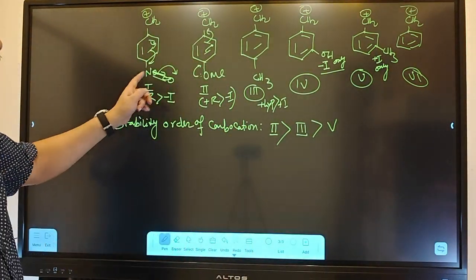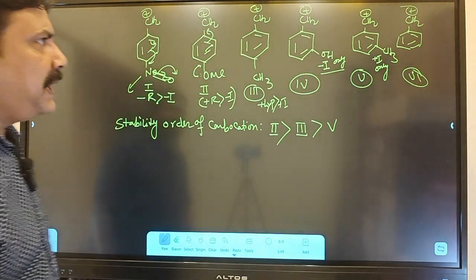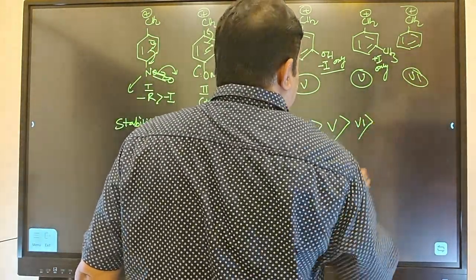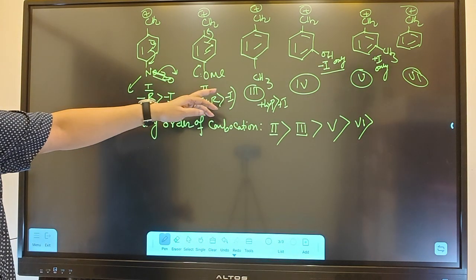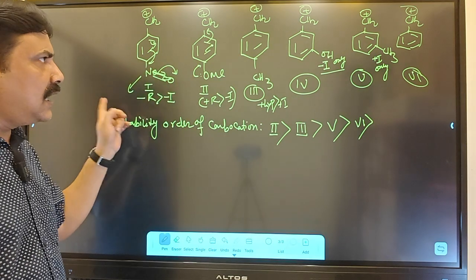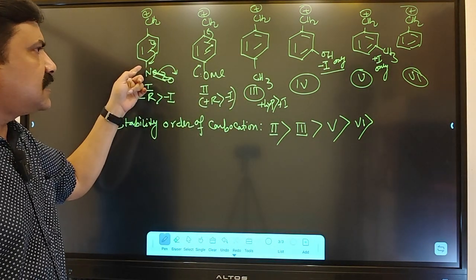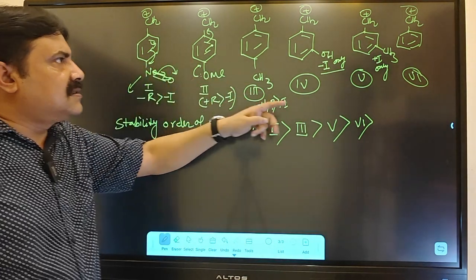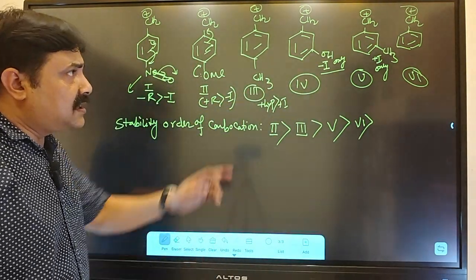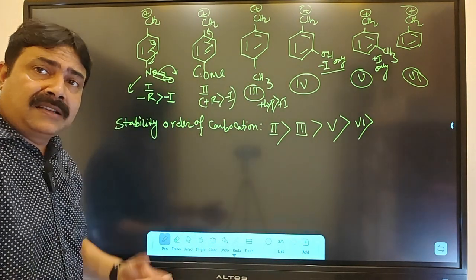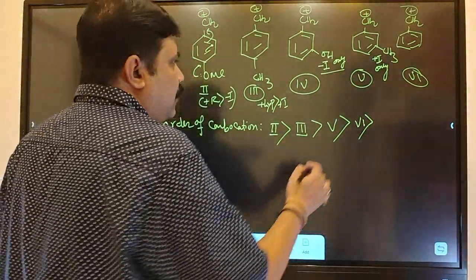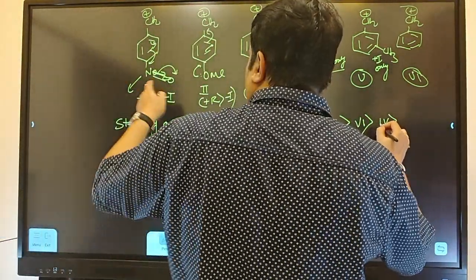Now, in structure 1 there is a withdrawing effect. Compared to that, in the plain benzene ring there is no releasing and no withdrawing, so that one will be more stable. Now between structure 4 and structure 1, both have a withdrawing effect. But structure 1 withdraws via minus R, while structure 4 withdraws via minus I. Minus R withdrawal will be more, so structure 1 will be the least stable. That's why the fourth one will be more stable compared to the first one.